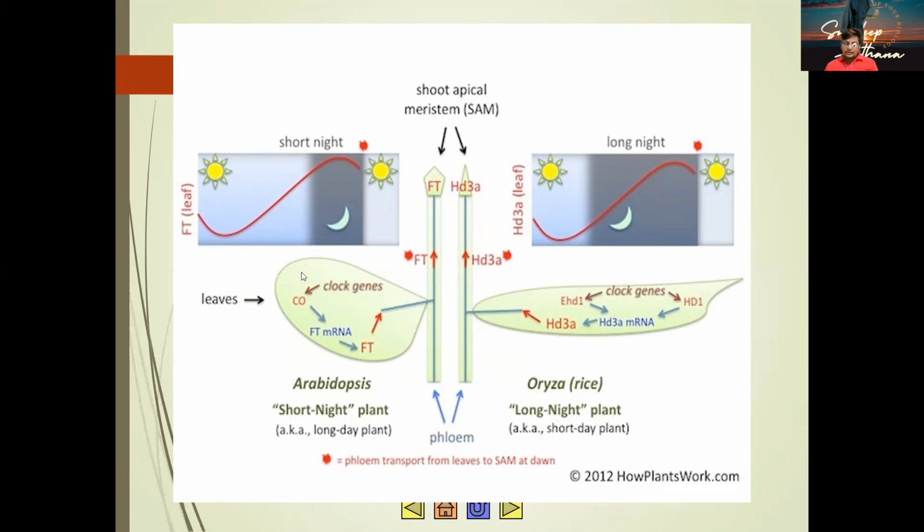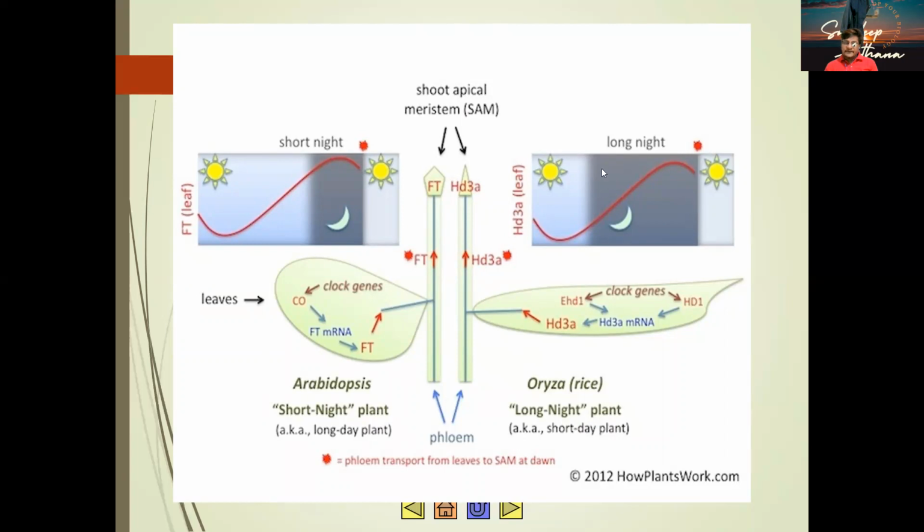Leaves get the light, the clock genes or the early phase genes will make the CONSTANS (CO), a transcription factor. Later on it is going to be converted to the protein. FT messenger RNA will be formed, and from there the FT is going to be created, and this FT will go to the shoot apical meristem, the SAM region, and from there they get the various information whether the flowering is going to happen or not. There are certain changes which are going to happen. Similarly, if you look at over here in the case of Oryza, all the movement is through phloem.